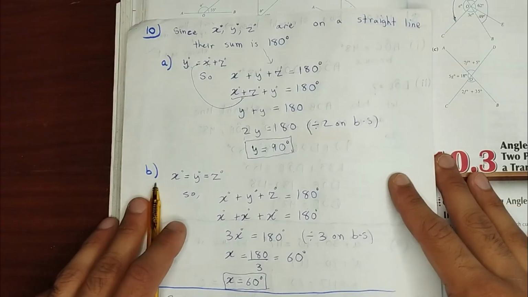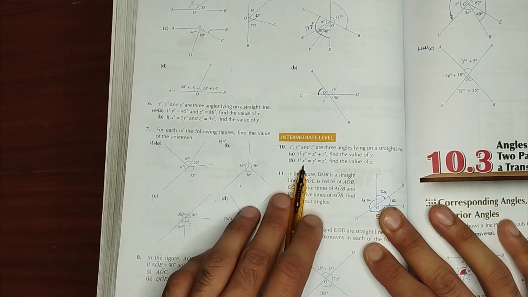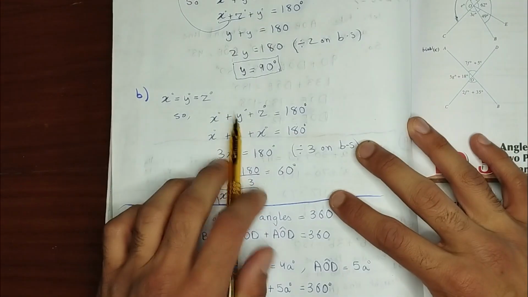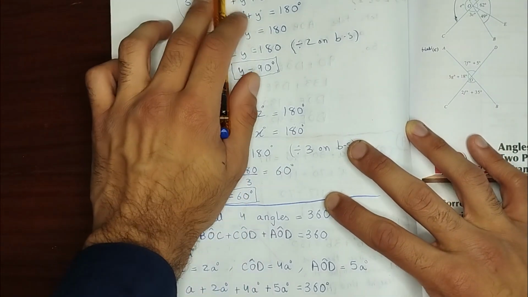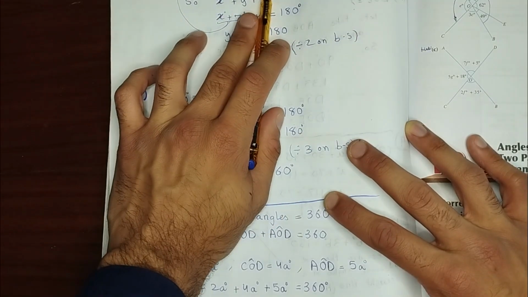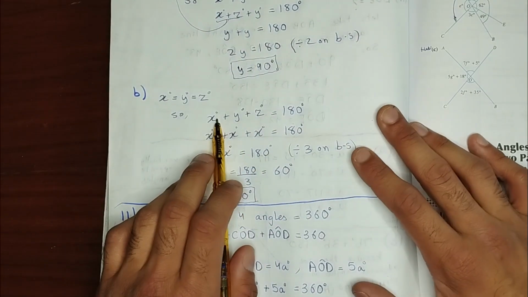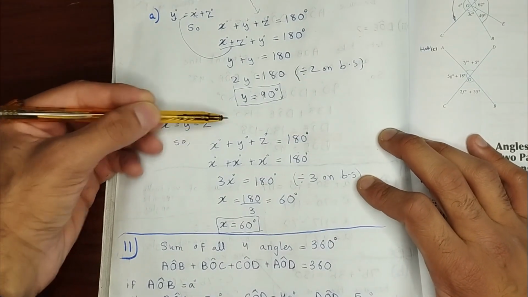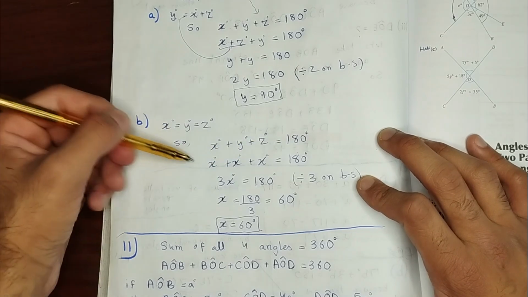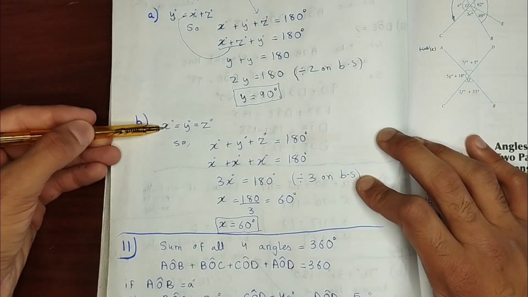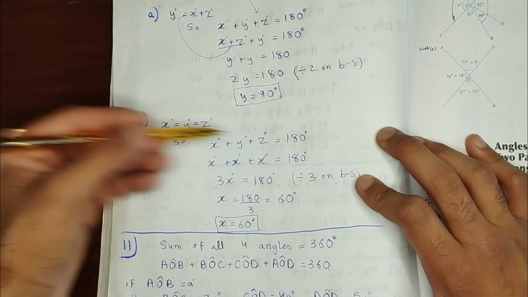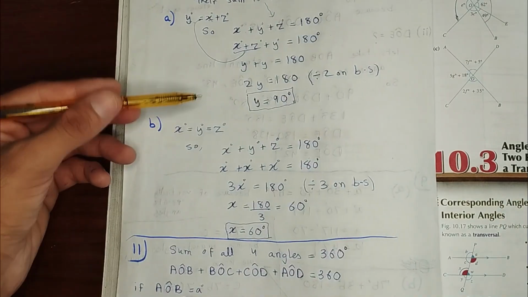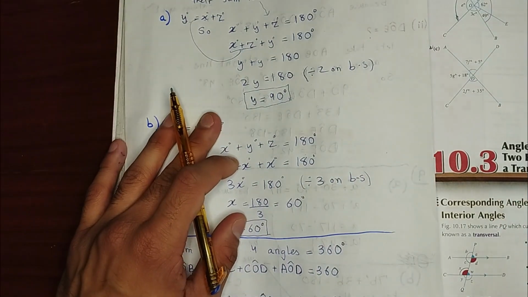Okay, now I have B part. In B part, the question says x, y, and z are all equal. We know from the question that x, y, z are on a straight line. That's why their sum is 180, right? So what are we going to do? We're going to just write the same thing as we did here. The sum of x, y, and z is 180. Now instead of y, I'm going to write x because they're equal. And instead of z, I'm again going to write x because they're all equal anyways. If x is 8, then y is going to be 8 and z is going to be 8. Doesn't matter, they're all equal.